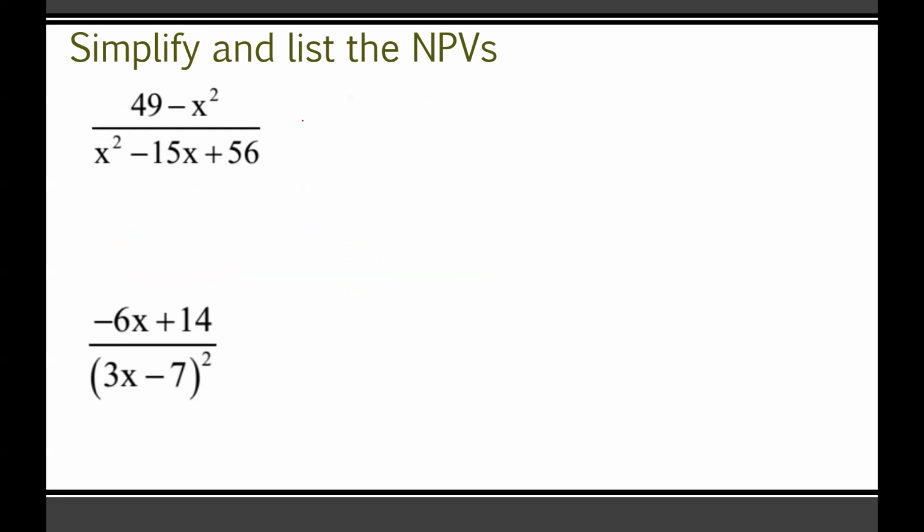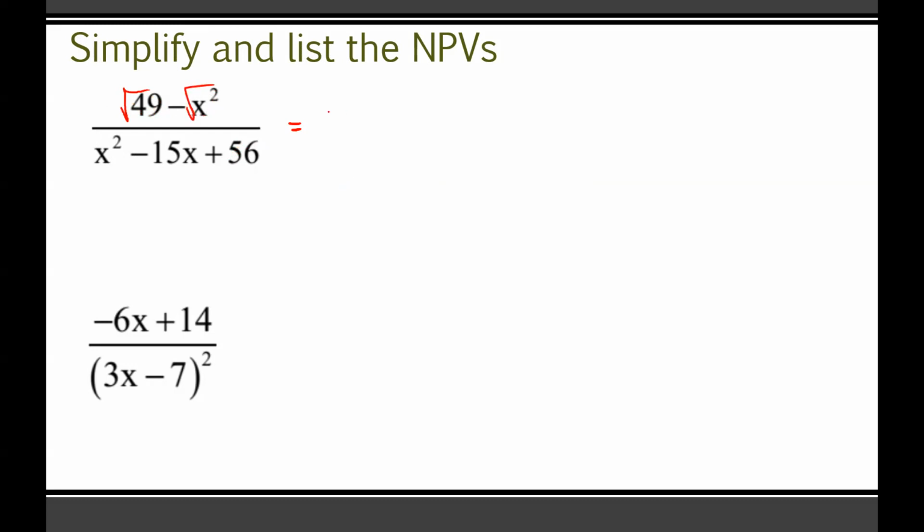I'm going to start with the top here. You might want to follow along. 49 minus x squared. That doesn't look like most polynomials we deal with, but that is actually technically a difference of squares. Difference of squares are kind of funny. Remember, to factor a difference of squares, you just need to square root the first piece and square root the second piece and multiply by the conjugate of one another.